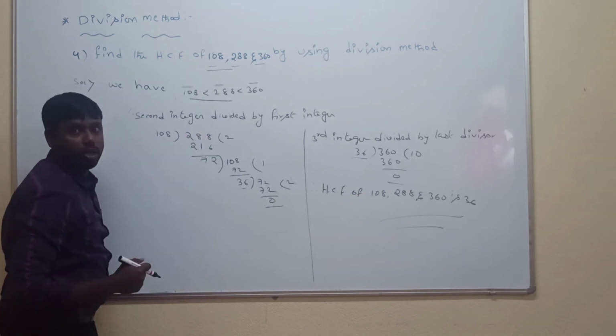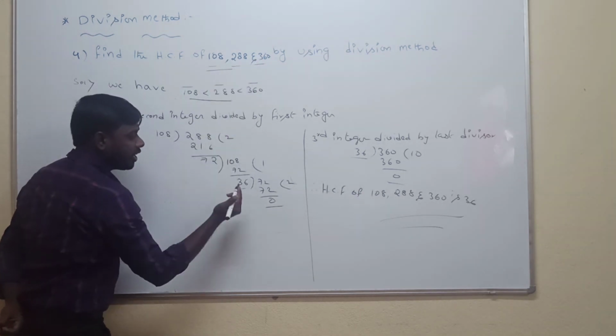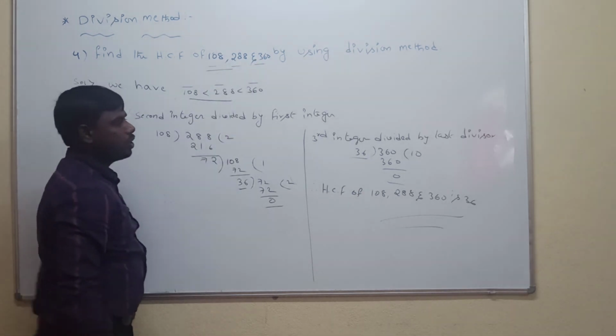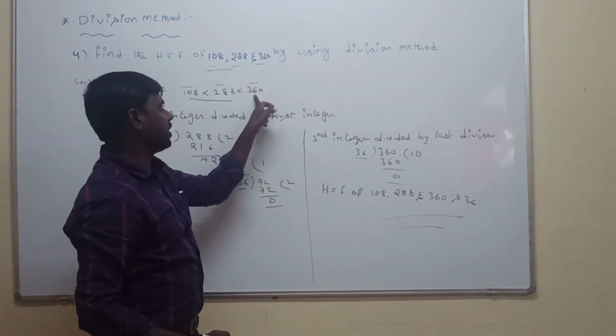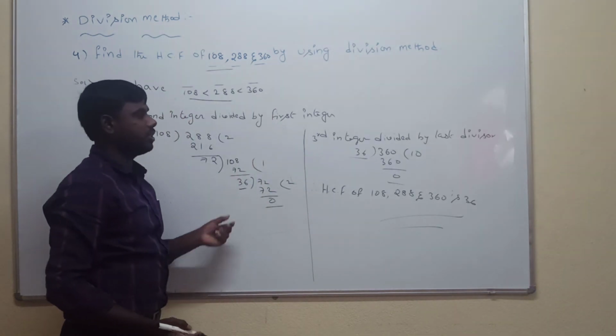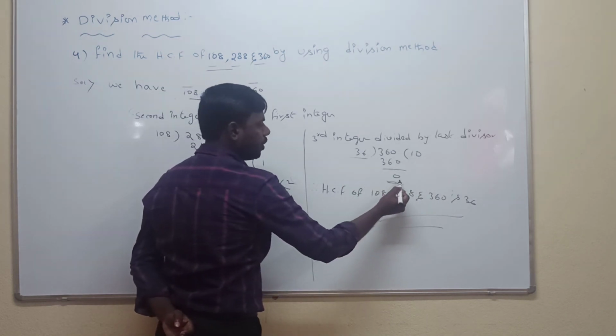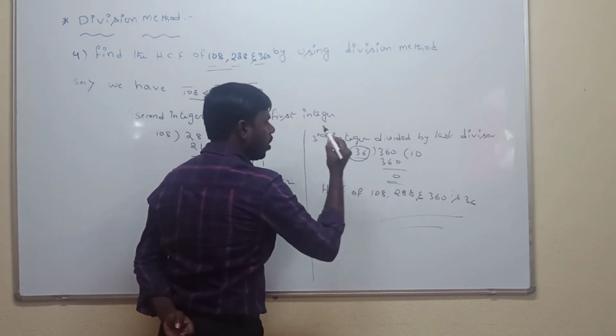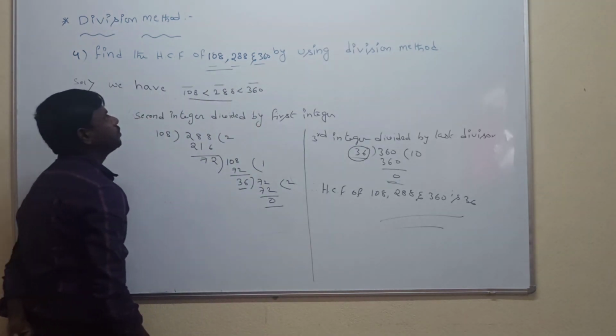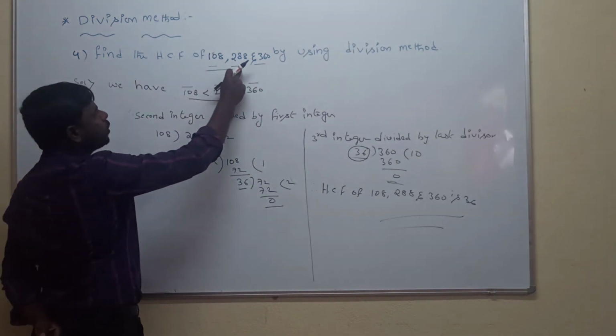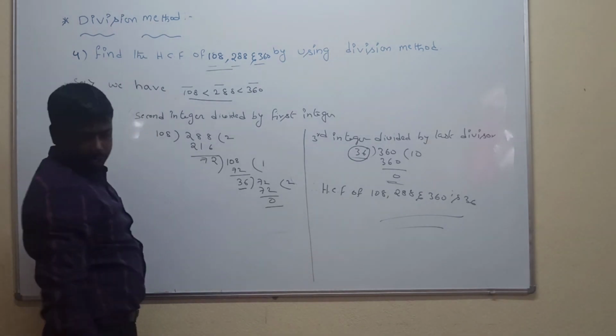One more number is there. That's why the third integer is divided by the last divisor. The third integer is 360. The last divisor is 36. So 36 times 10 is 360. The final remainder is 0. Then the last divisor is called the HCF. So the HCF of 108, 288 and 360 is 36.